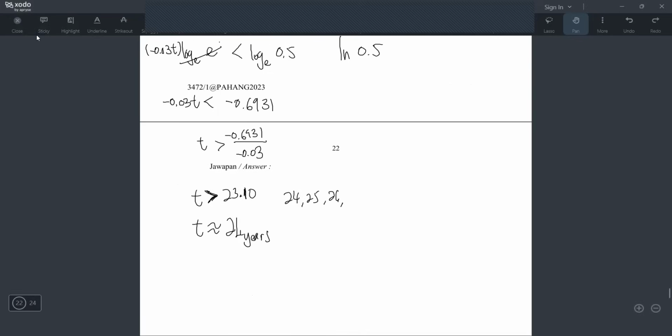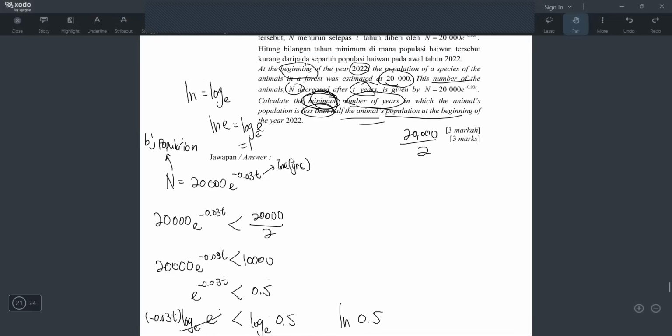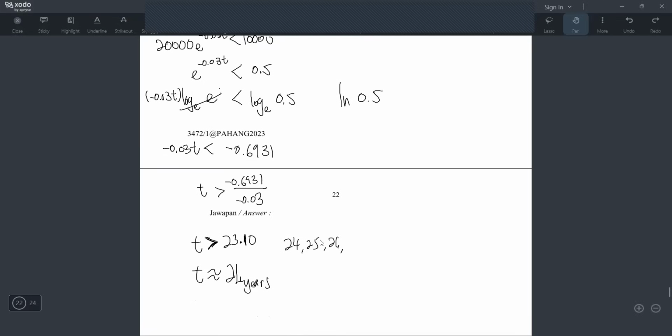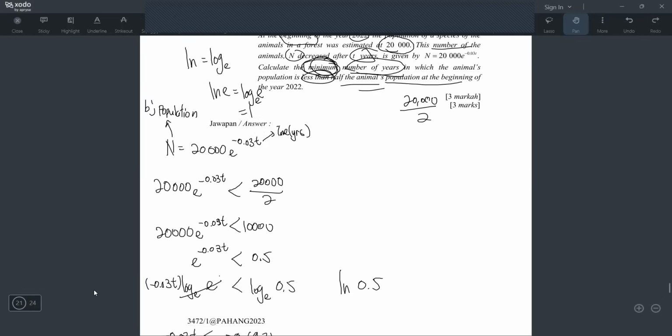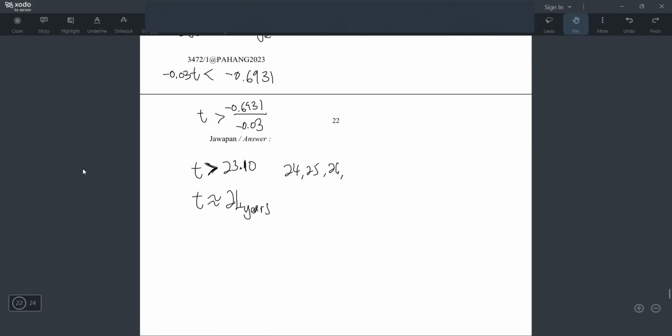It's 24. And do you remember just now they mentioned the words calculate the minimum number of years? It means 24, 25, 26, 27 are all answers, but I have to find the minimum number of years. It means the first time the population is less than 10,000 is after 24 years. Of course, 25 years will be even lesser, and 26 even lesser, but I want the minimum number of years. So the minimum time taken is 24 years. That's why I choose 24.